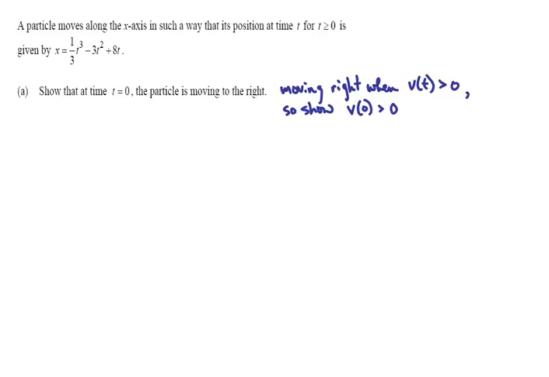And I made a change above. It should be it's moving right whenever the velocity is greater than 0, not greater than or equal to 0. At t equals 0 it would be stopped.